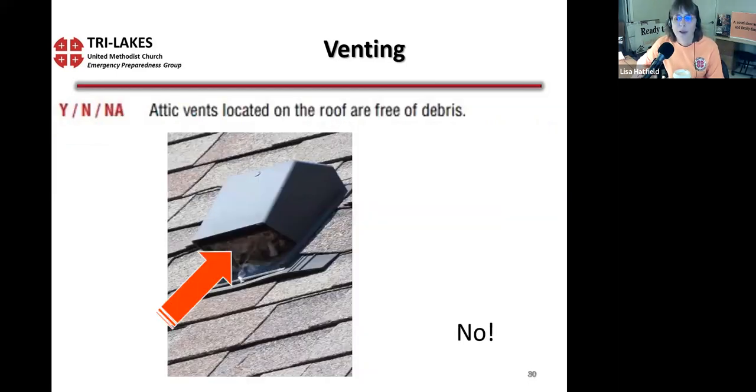Yes or no? Attic vents located on the roof are free of debris. Well, the answer in this case is no. There are birds that made a nest in there. So if they took out that debris and added some metal mesh to prevent the birds from getting back in there again, and it would also prevent the flying embers, they would be in much better shape.